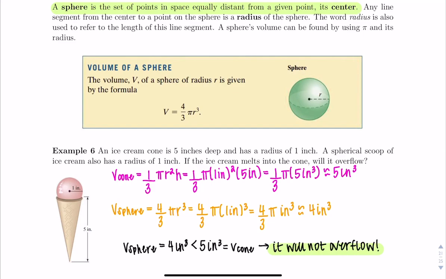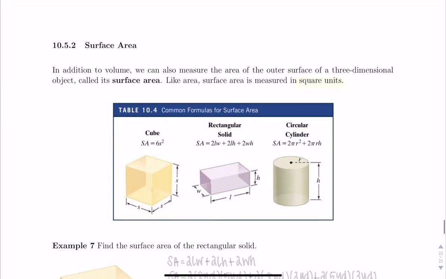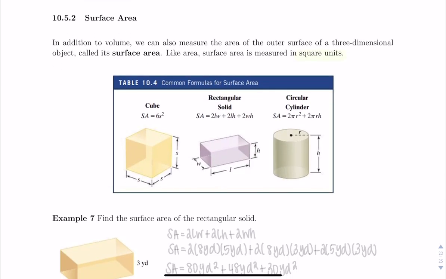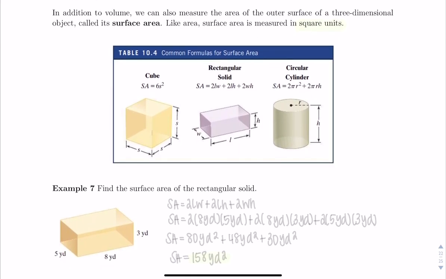And the last thing we're going to talk about is surface area. So in addition to volume, we can also measure the area of the outer surface of the three-dimensional object, which is called the surface area. And this is measured in square units. So a cube is just 6s squared, where s is the side. The rectangular solid is 2lw plus 2lh plus 2wh. And the circular cylinder is 2 pi r squared plus 2 pi rh.